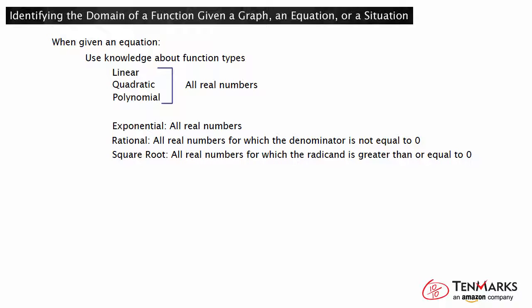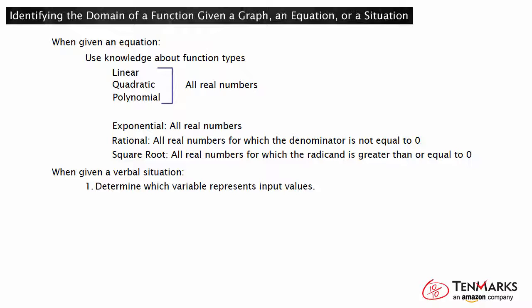For square root functions, the quantity underneath the radical cannot be negative, so the domain is all real numbers for which the radicand is greater than or equal to 0. When given a verbal situation, first determine what variable constitutes the input values, then determine all possible input values.